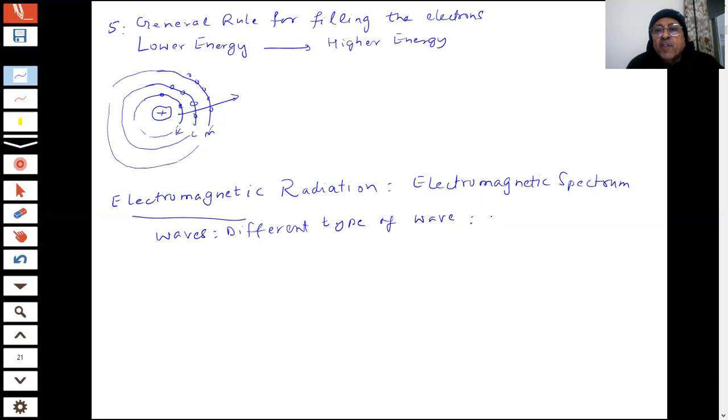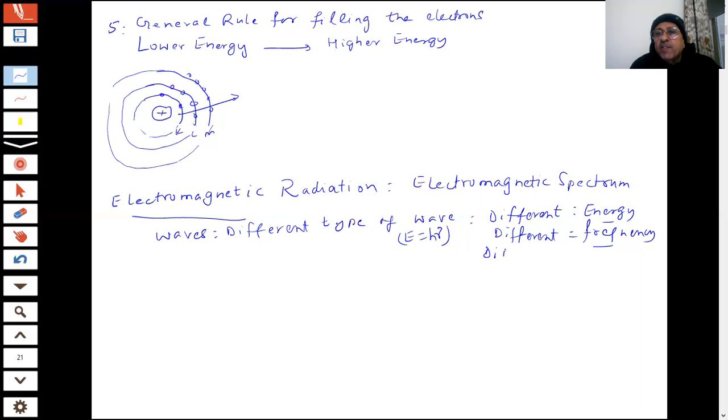It means there are waves of different frequency, or you can say they have different energy. They have different frequency, students, because energy is related to the frequency. E is equal to h nu. Nu is the frequency, students. They have different frequency, they have different energy, and they have different wavelength, students. Wavelength, the length of the wave. If it is a wave, it has a length.